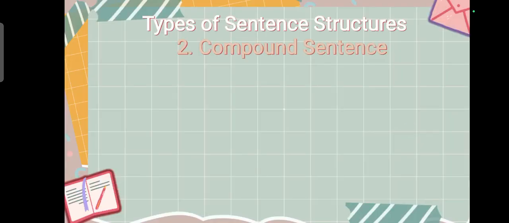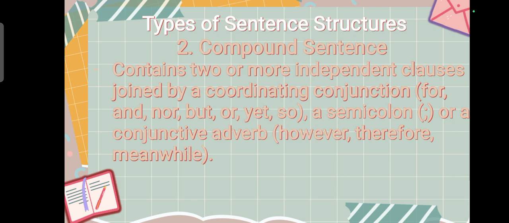Okay, the second one is compound sentence. So the question now is, what is a compound sentence? So it contains two or more independent clauses joined by a coordinating conjunction such as for, and, nor, but, or, yet, or so, or the FANBOYS. Or you can join the two or more independent clauses by a semicolon or a conjunctive adverb such as however, therefore, meanwhile.